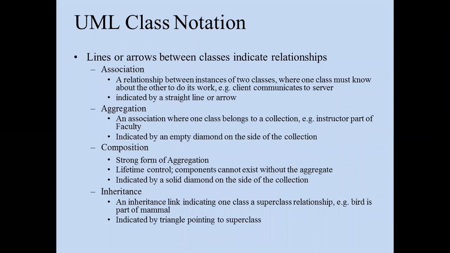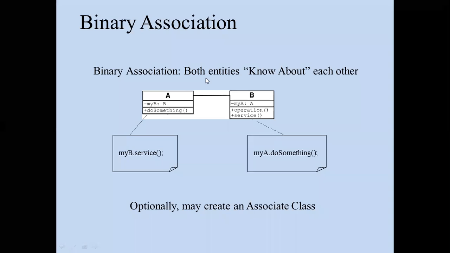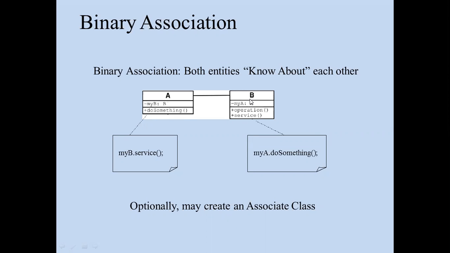There are some relationships for classes. First one is association, then aggregation, composition and inheritance. Here you can see the binary association between classes. Binary association means both entities know about each other. Here these are the two classes, and you can see the line: both classes are connected to each other by a line. That means both classes know about each other. This is the binary association.